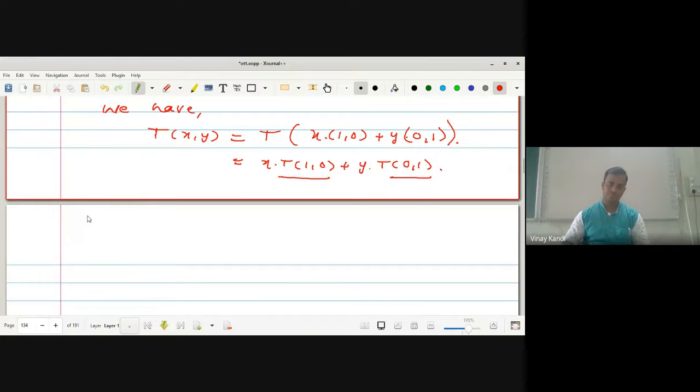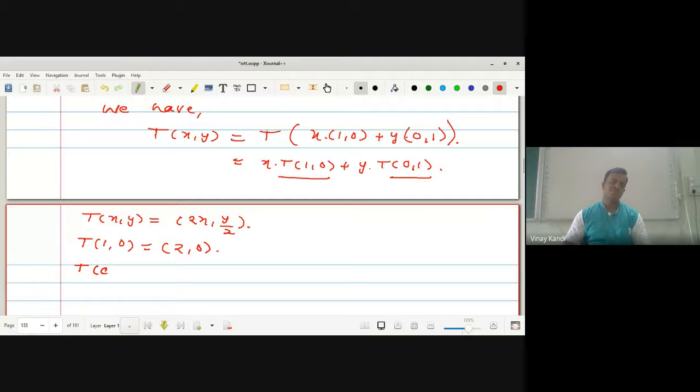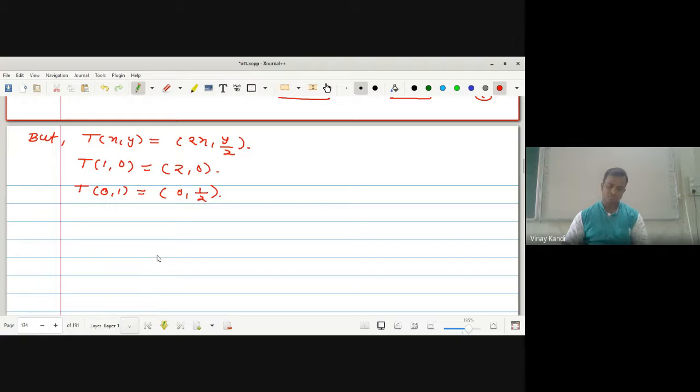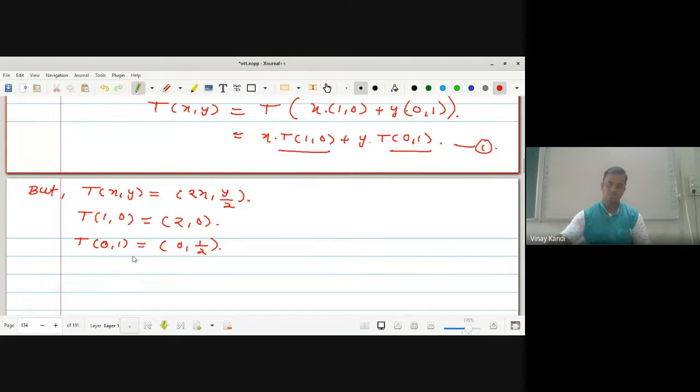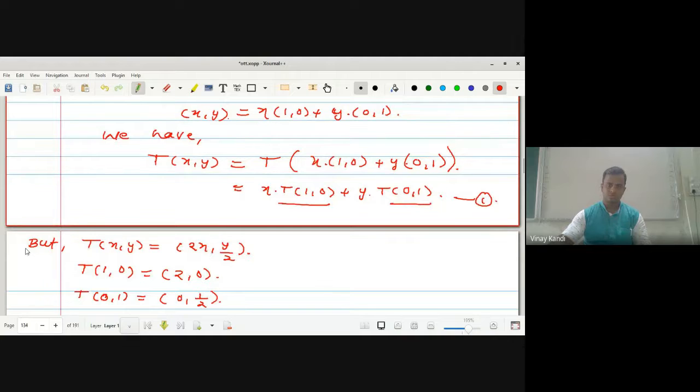But we have T of xy is equal to what? 2x and y upon 2. So put here instead of x 1, instead of y 0. So what we get? 2 and 0. Okay, and what is the value of T of 0 1? Is equal to 0 1 by 2. Okay, so we have this one. Now write down, this is the equation 1. Okay, any doubt? Any doubt up to here?